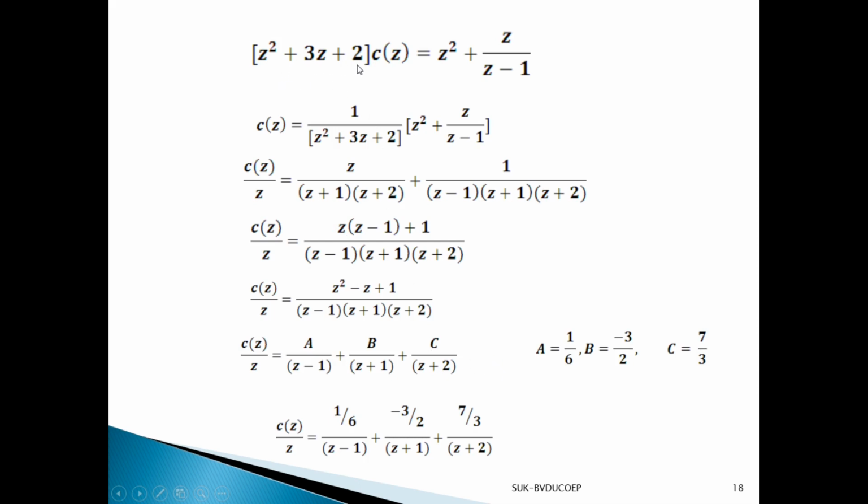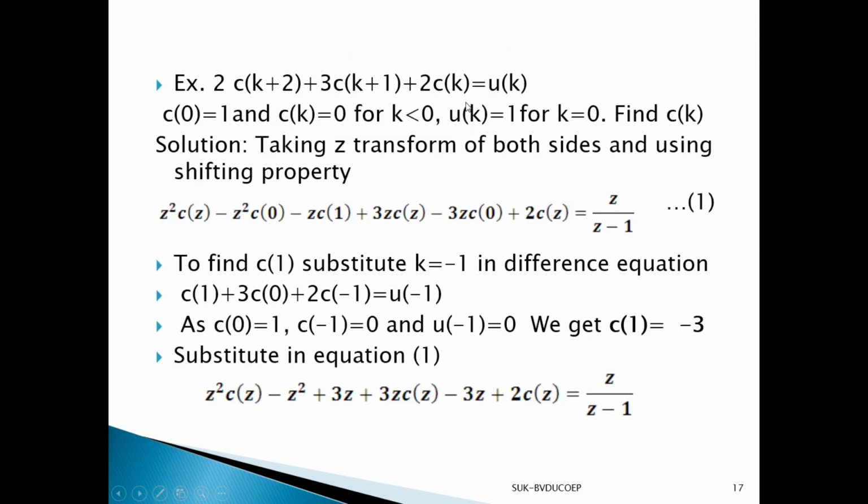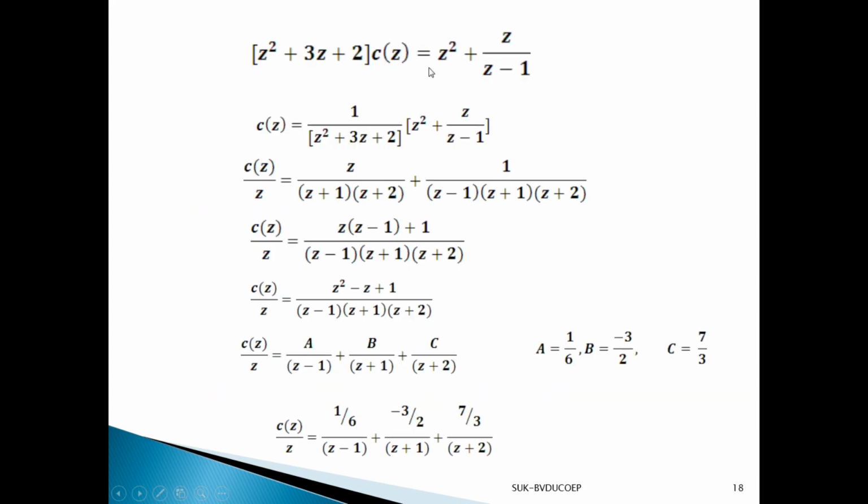So (z square plus 3z plus 2) into Cz equal to (z square plus z) over (z minus 1). Here this 3z and this minus 3z will go. So this minus z square will come this side, and it becomes the equation like this. So I will have to calculate Cz.